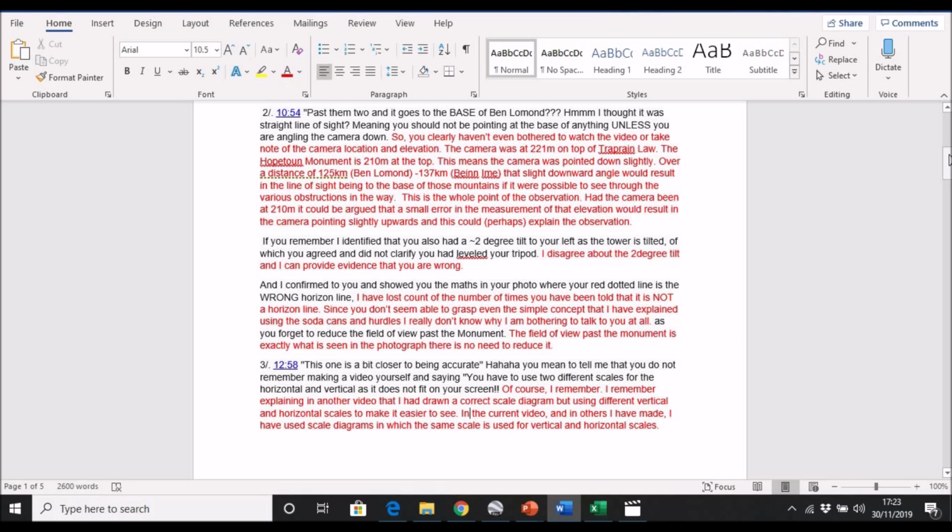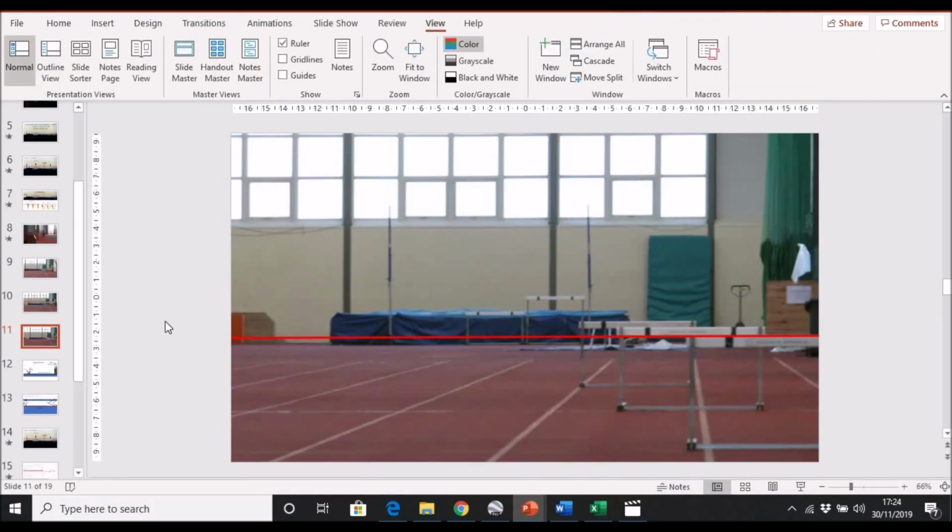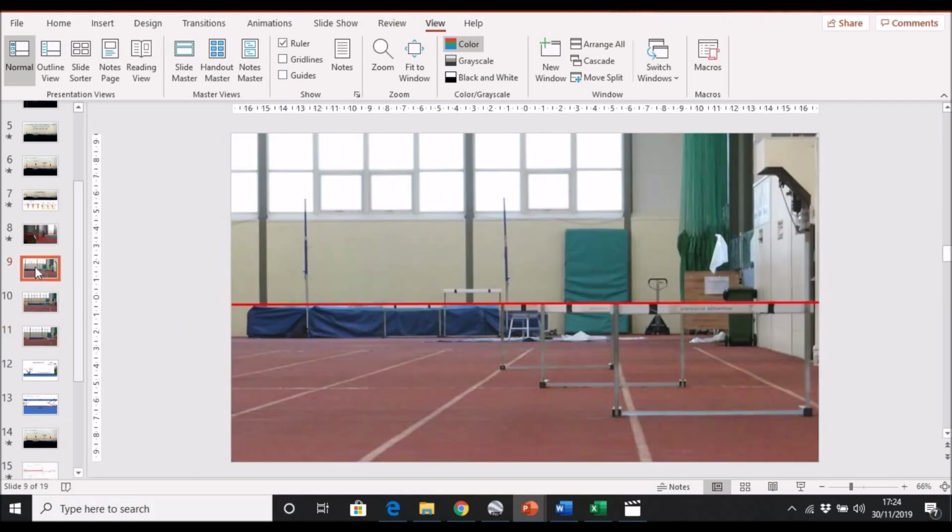The fact that the camera was pointing down is the whole point of the observation. Had the camera been at 210 meters, it could be argued that a small error in measurement of that elevation would result in the camera pointing slightly upwards. And this could perhaps explain the observation. Let's have a quick look at my pictures of hurdles to explain this to you. Yet again.